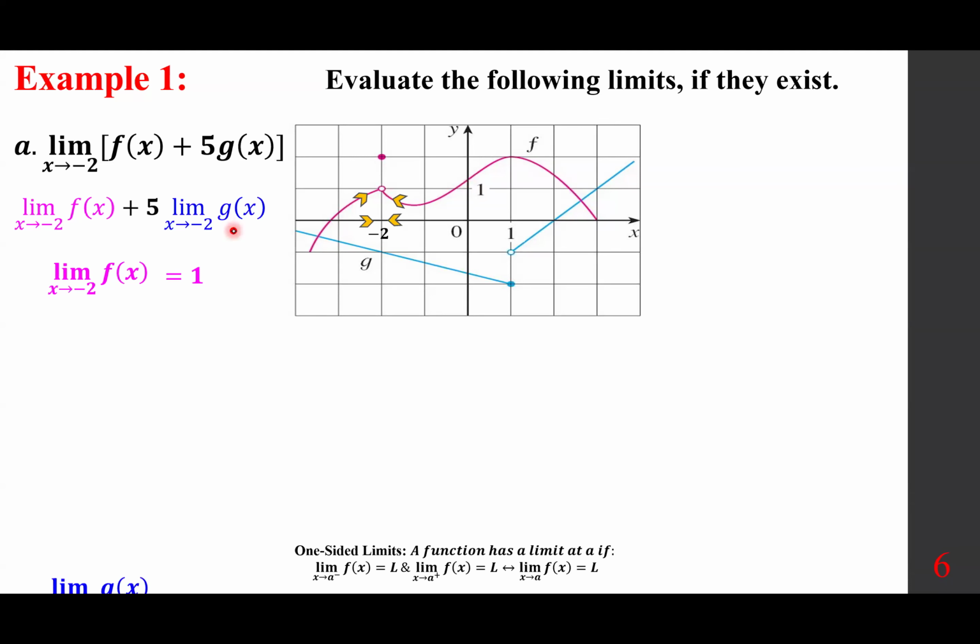Now, the limit of g of x as x approaches minus 2. Again, minus 2, we are approaching it from the left and right. Here's the blue function. And approaching it from the left, we are going this way. From the right, we are going this way. And we are moving towards this point. And this point has a y coordinate -1. Therefore, this limit is this one, which is 1, plus 5 times this one, which is -5, adds up to -4. This is how you find the limit.